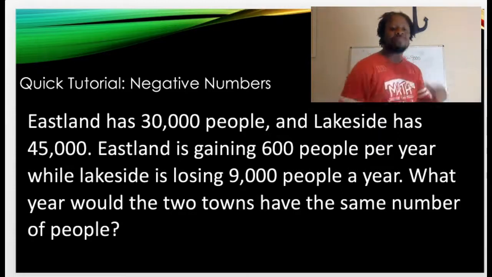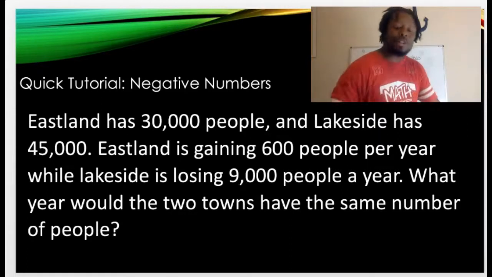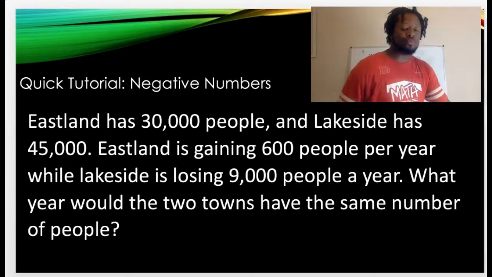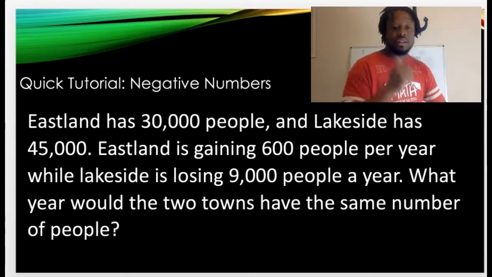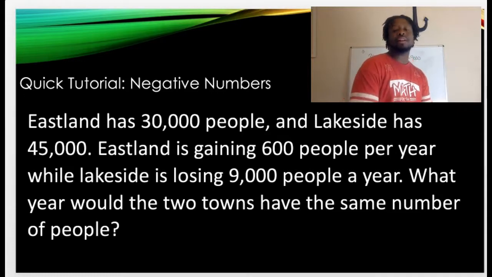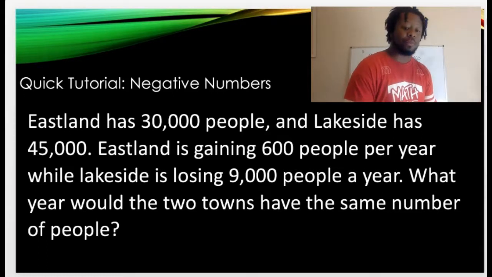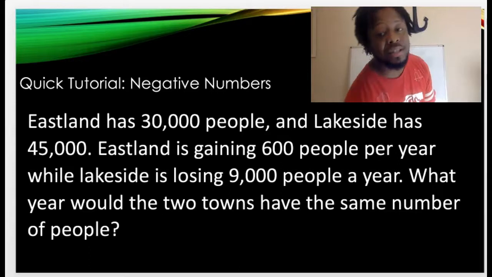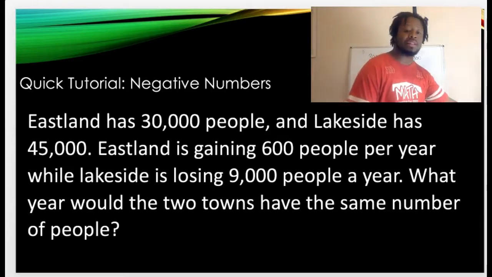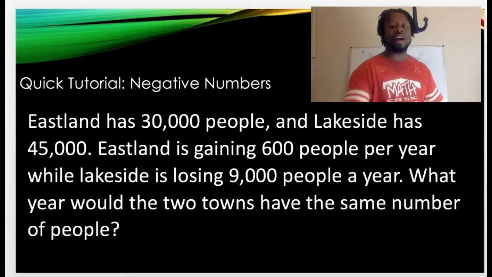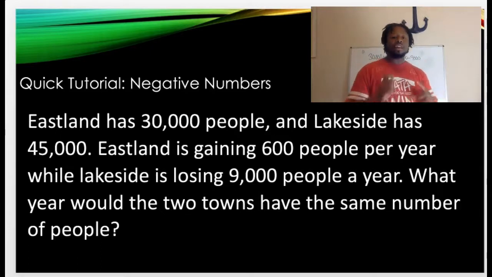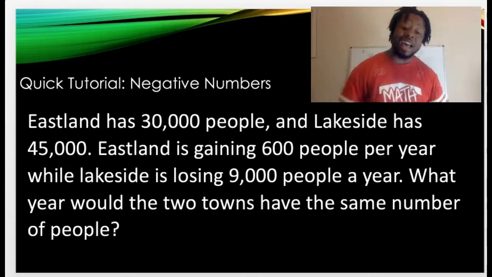Let's get back to the math, all right? So now, I'm assuming you guys have read the problem. I hope you wrote the problem down. Now, let's look at it. Eastland has 30,000 people, and Lakeside has 45,000 people. Eastland is gaining 600 people per year, while Lakeside is losing 9,000 people per year. What year will the two towns have the same number?